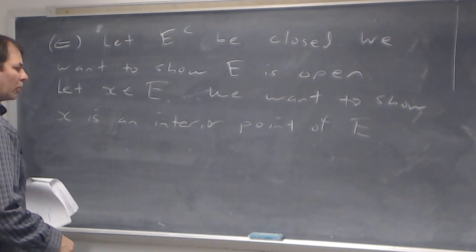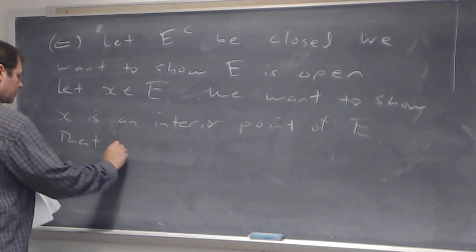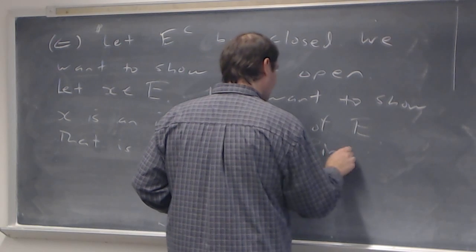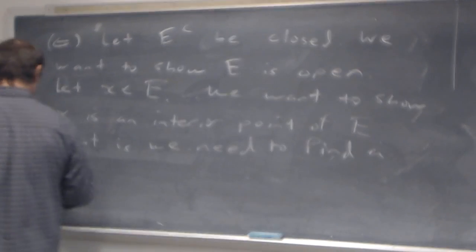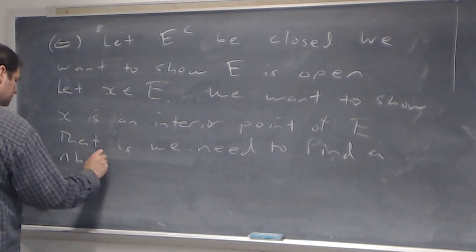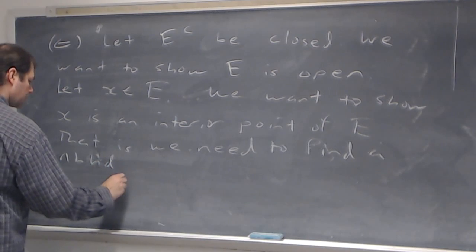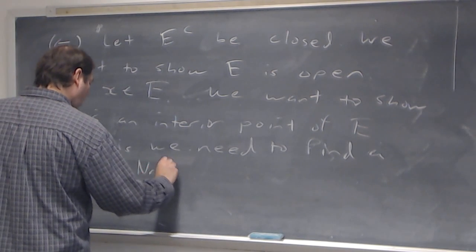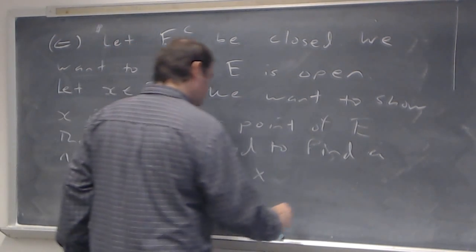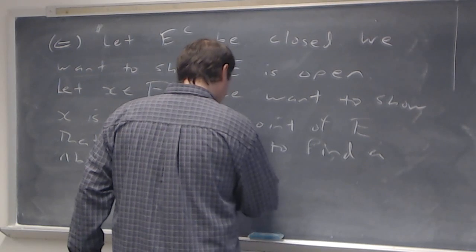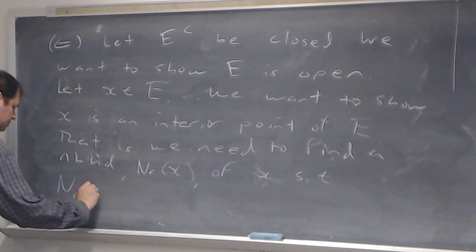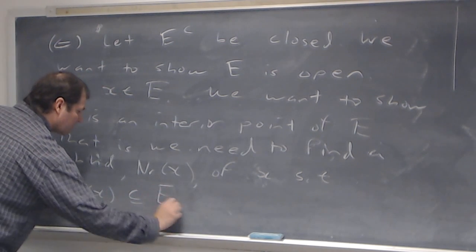How do we show that x is an interior point? That is, we need to find a neighborhood N sub r of x, that's that little x, such that this neighborhood is a subset of E, totally contained in E.